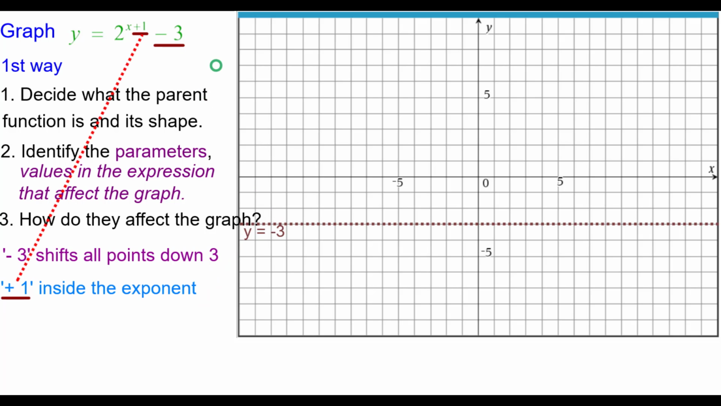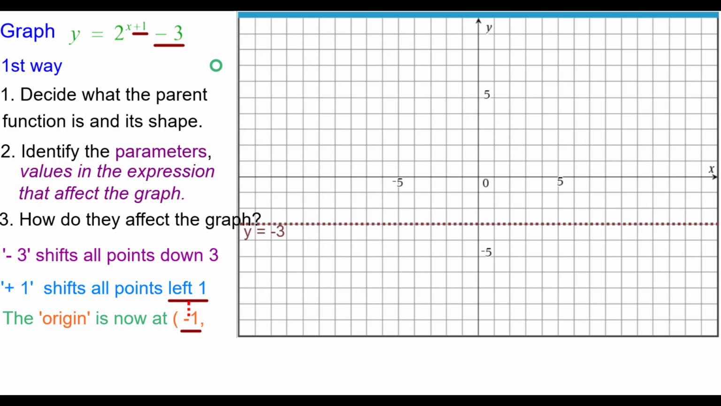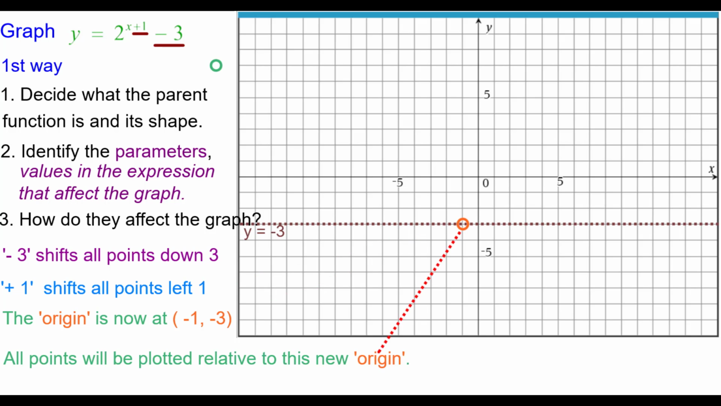The plus 1 inside the exponent shifts all the points to the left 1 unit, and we now can find out where the, quote, new origin is going to be. It's going to be left 1, negative 1, and down 3, negative 3. So at the point negative 1, comma, negative 3. And all points will be plotted relative to this new origin.